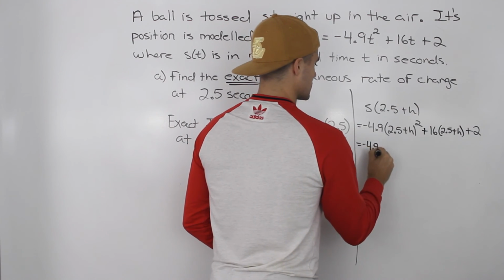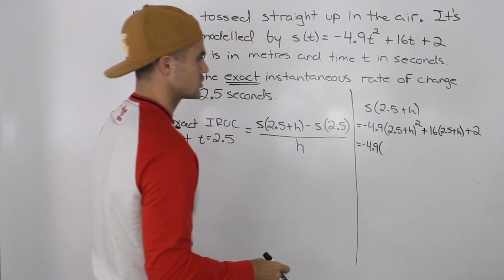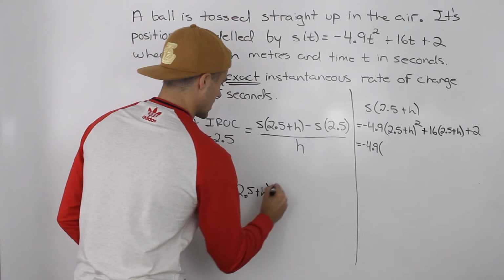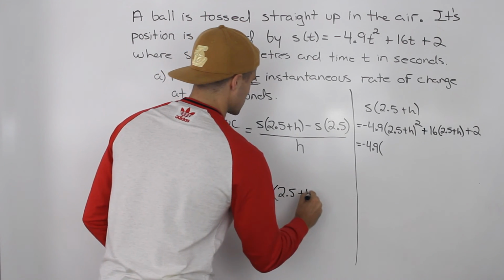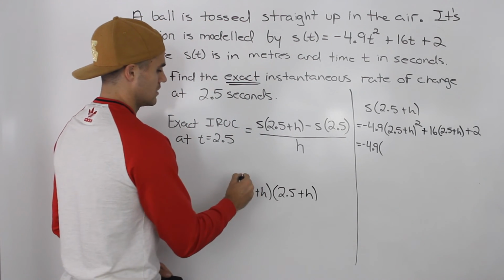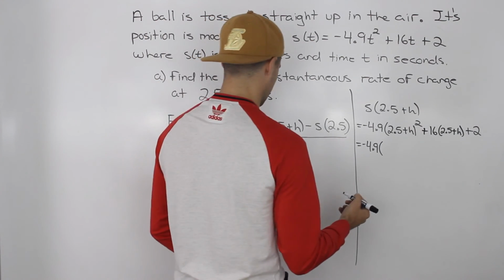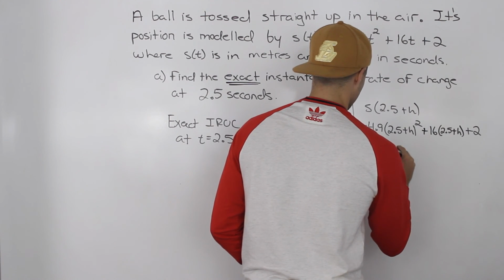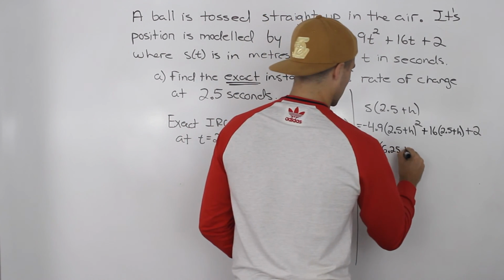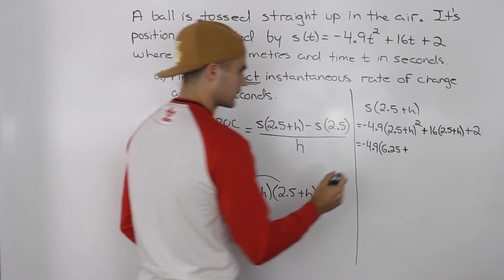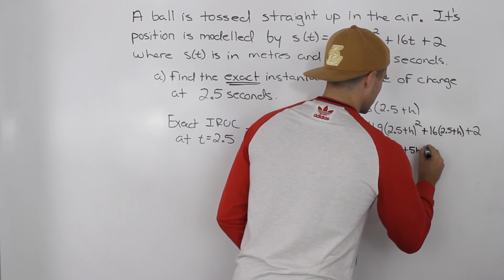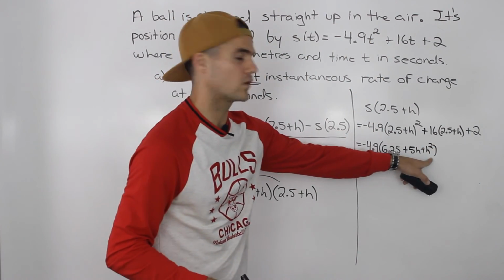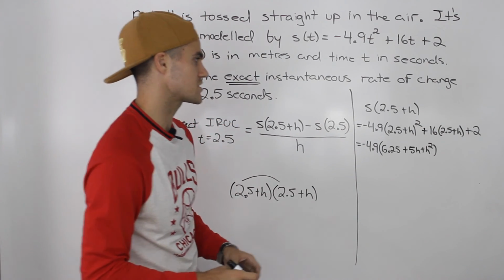So now what you have to do is simplify all this. So 2.5 plus h squared, that's the same as what? 2.5 plus h times 2.5 plus h. So you're going to have to FOIL all of this out. So 2.5 times 2.5, that gives us 6.25. And then when you FOIL all this out, you'll end up having 5h plus h squared. So 2.5 plus h squared, that's what the simplified expression is going to be.